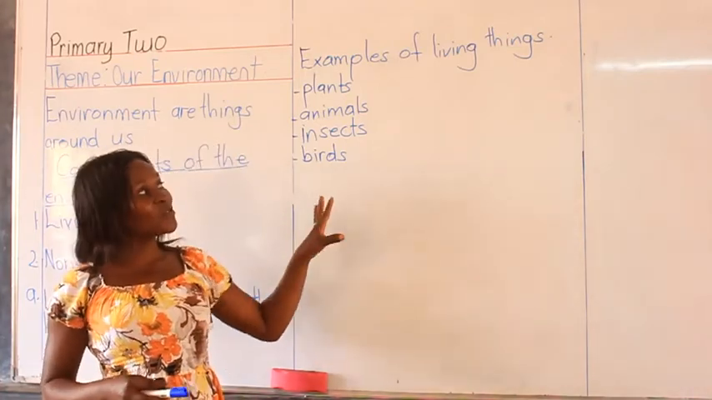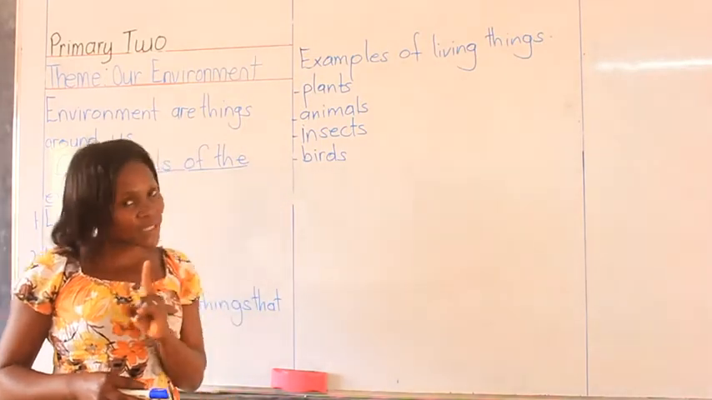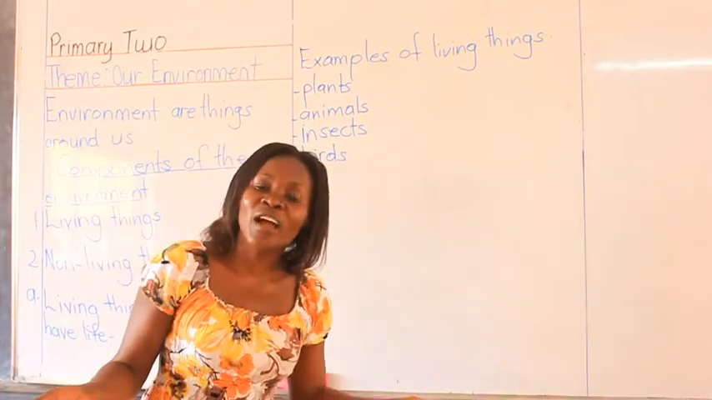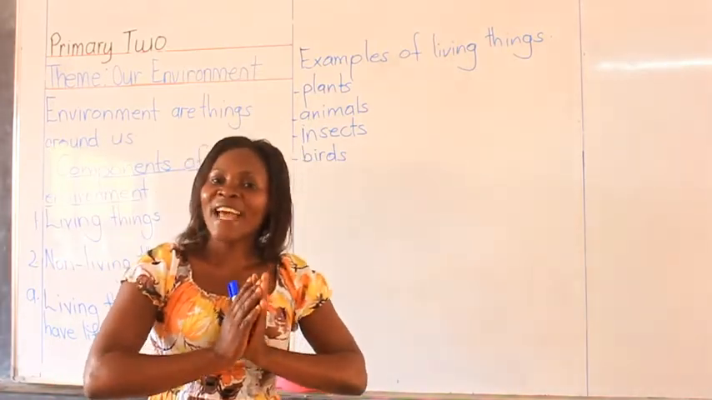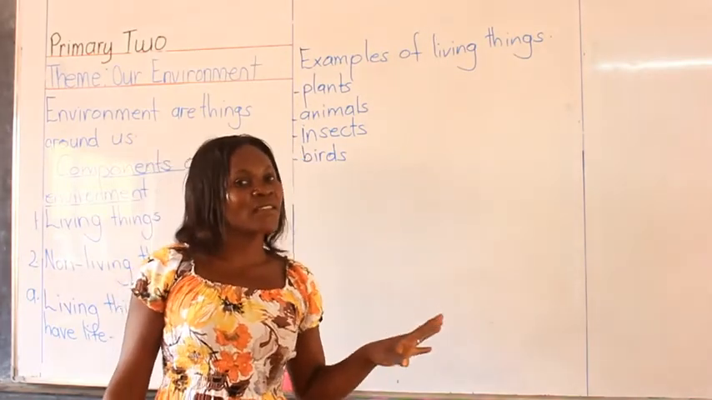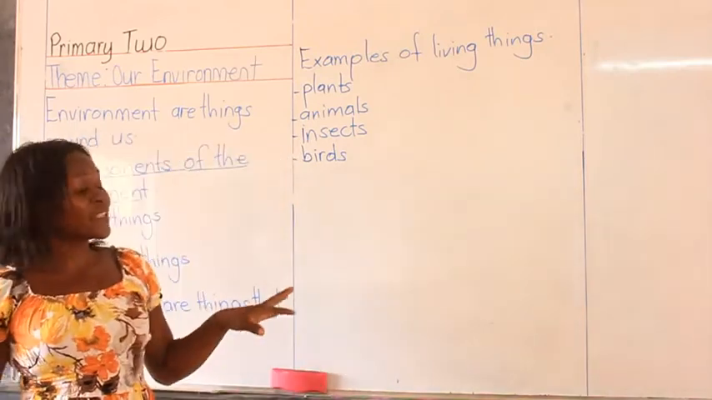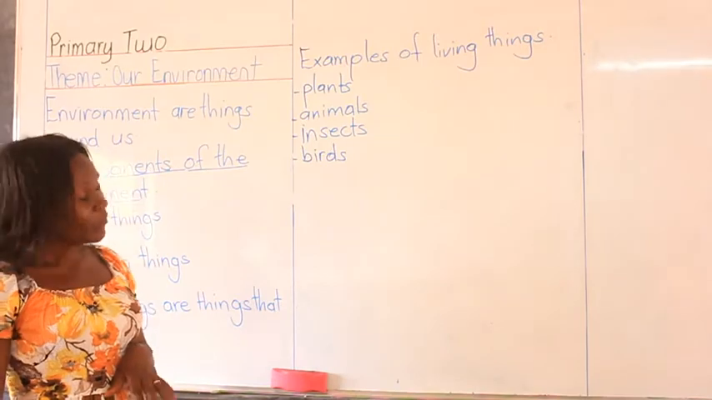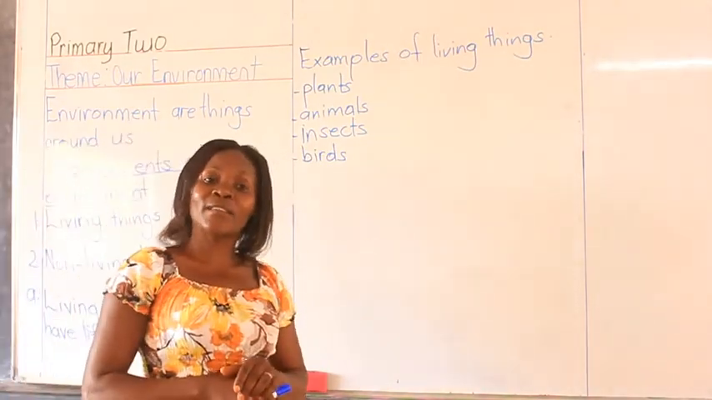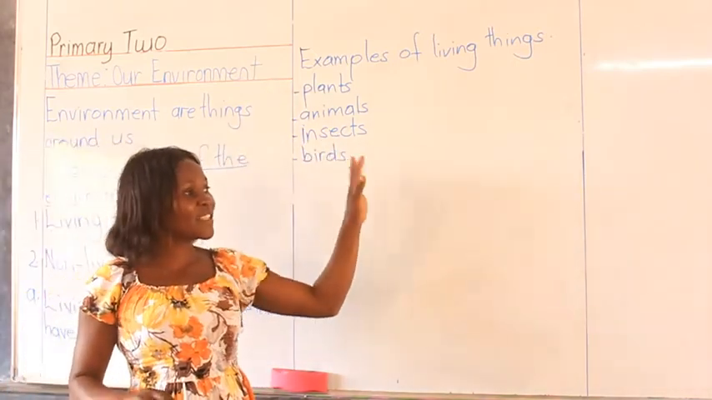Remember, we said if you want to remember very well what living things are, you have to note the following. Those are the things that can move, those things in your environment that can feed. Those living things can even give birth to young ones. And again, those living things can also move from one place to another. We have plants, animals, insects, birds in our environment.